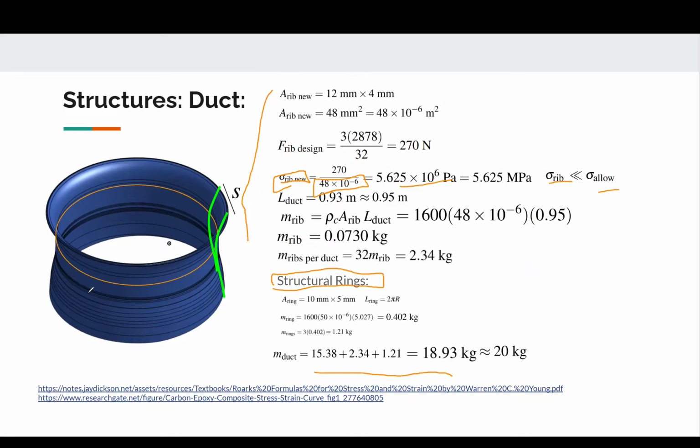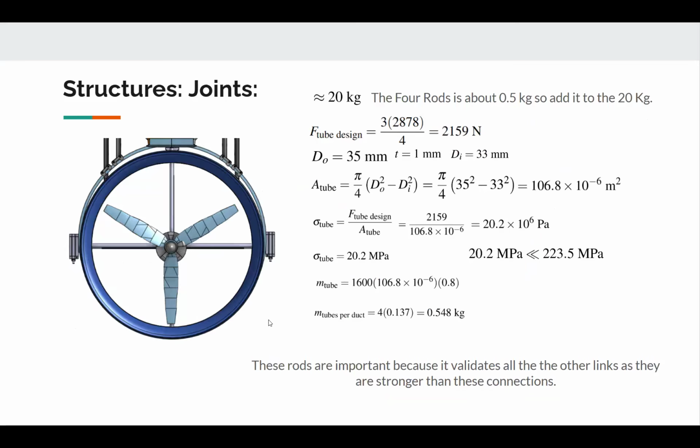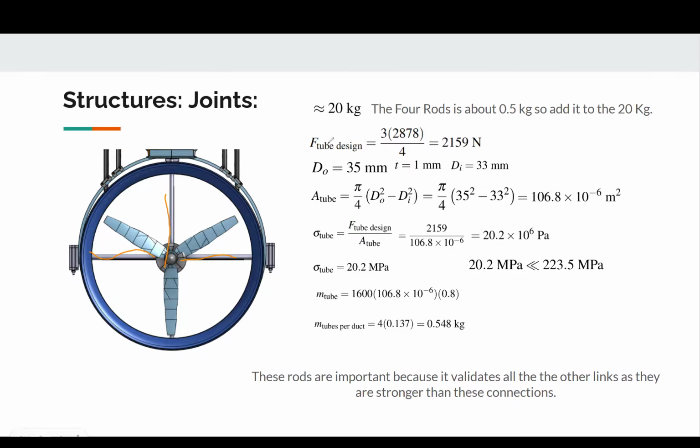We are in total going to add a little bit more, to 20, because of the extra joints I put in, these things you see over here that make it structurally viable. We have done the same math over here, where we do stress and found stress is less than allowable, and then we get about 0.6 over 5. So we're just adding it to the 20 kilograms to make it easy for ourselves.